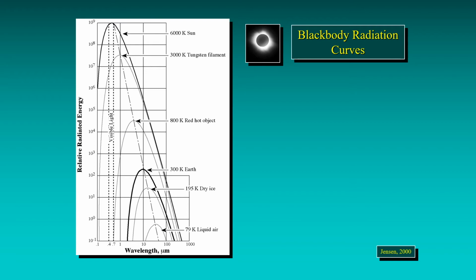And we see various types of objects interspersed on this graph. We have a tungsten filament at 3,000 Kelvin black body. A red hot object is at about 800 Kelvin, and so on. So we note in general that as the temperature of the object increases, the dominant wavelength shifts toward the shorter wavelength portion of the spectrum. That's the main point that you should take away on this particular graphic.